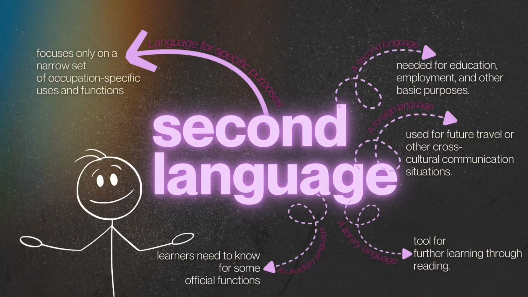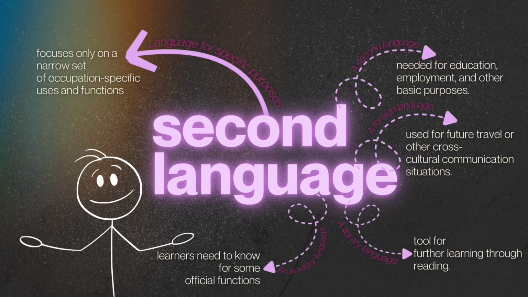Here we have some extensions of L2 depending on the function it will serve in our lives. This is important since this might affect what we learn and how we learn it. First, we have a second language. Basically, this is the official dominant language which is needed for education, employment, and other basic purposes. It is often acquired by minority group members or immigrants who speak another language natively.